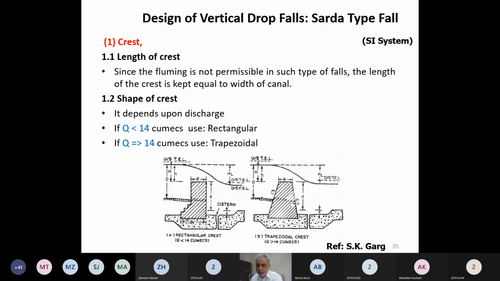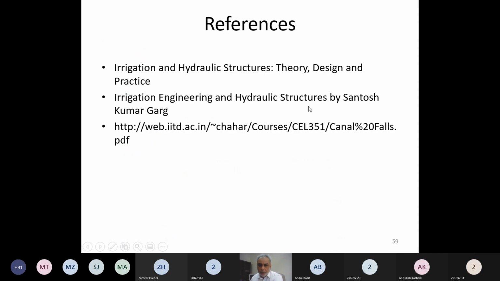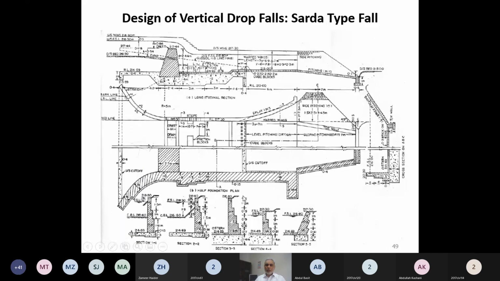Let me show you in the figure. I think in the end there will be a plan view, let us see that one first. So here is the overall geometry of a vertical drop fall or the Sada type fall. This is a complete longitudinal section. Here are the two plan views, one from the top, one from a lower location. Both of them are showing the details. So here is the canal fall crest. Originally, the canal is coming in the shape of a trapezoid. From the left hand side, canal flow is coming and it is trapezoid.